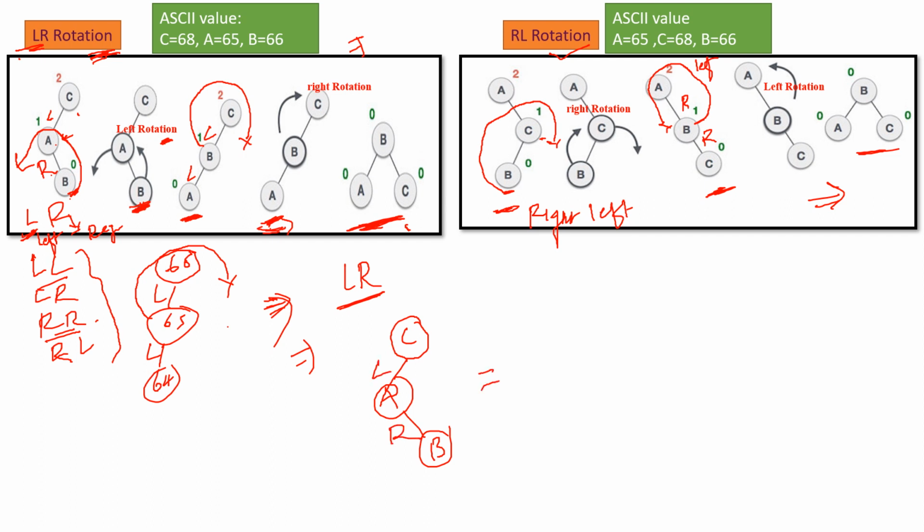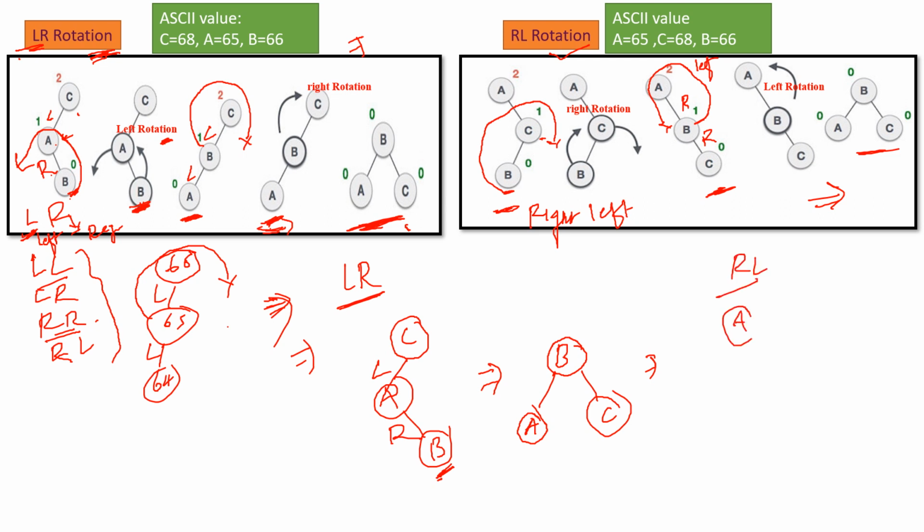So for that situation, what will be the shortcut method? Whatever the last element, make it the root. That last element will become the root, their parent will become the left child, and the other one becomes the right child. So this will be the LR case. Similarly, for RL, what will you do?